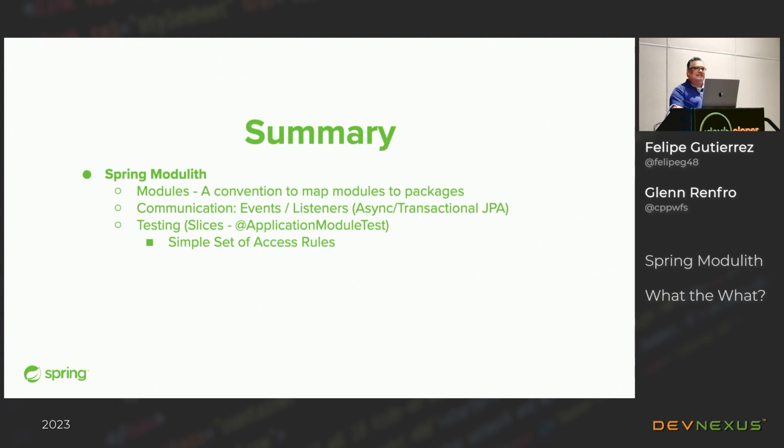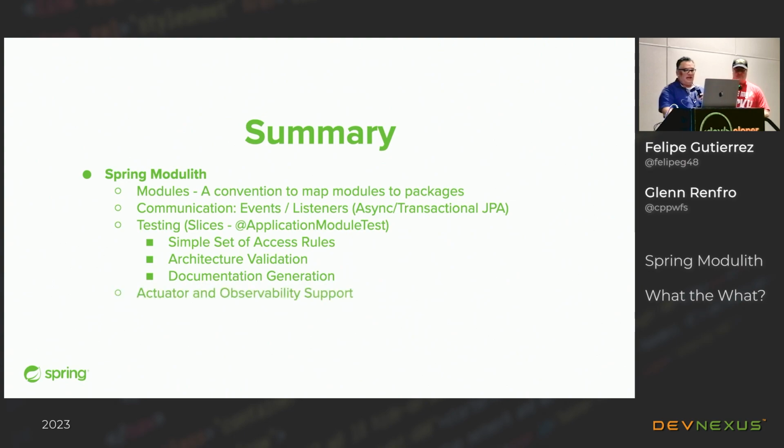Of course, you can see the testing as just a simple set of rules. Of course, there is architecture validation, documentation generation, and even though we didn't actually cover this today, it provides actuator and observability support. So meaning that you can grab Zipkin, or you can use the latest Micrometer and then get what is happening in each module, what is the bottleneck. So practically you have that covered.